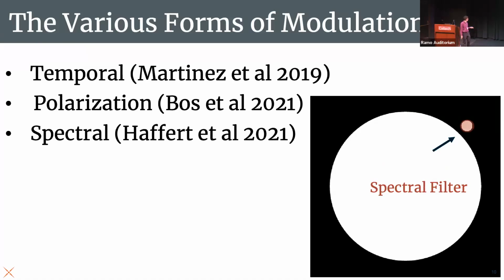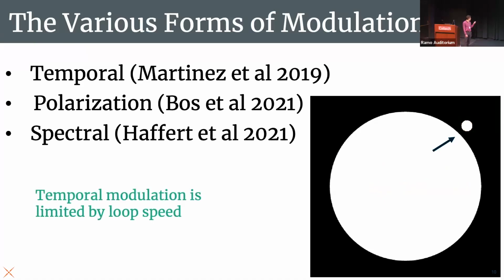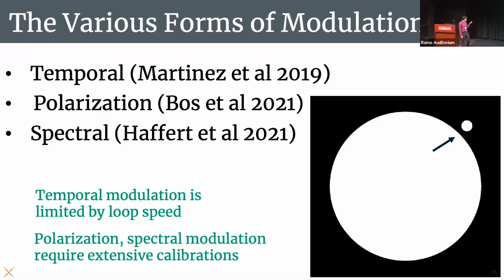one given wavelength. And so the challenges of these methods are that in temporal modulation you can only modulate as quickly as you can run your optical chopper. And polarization and spectral modulation require extensive calibrations to account for the intensity differences due to polarization or spectral effects. And so here we're presenting a new form of modulation known as spatial.